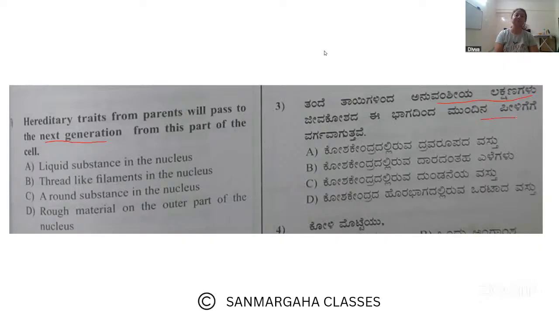So from parents it is passing to the offsprings, to the next generation. So is it a liquid substance in the nucleus that is passing? No.